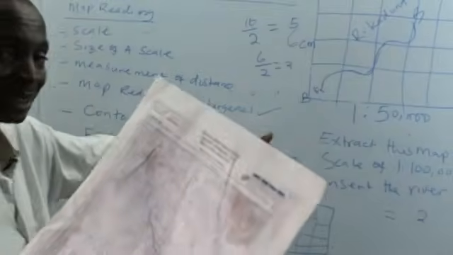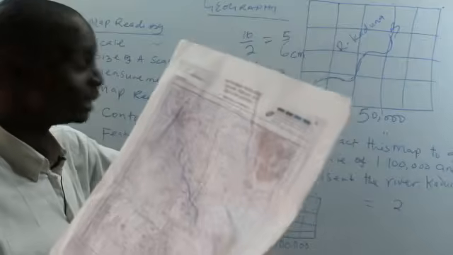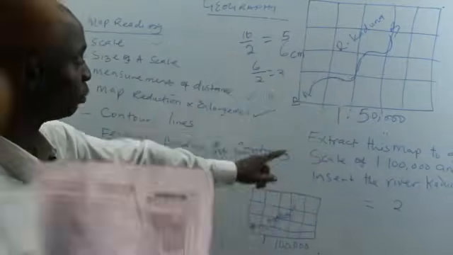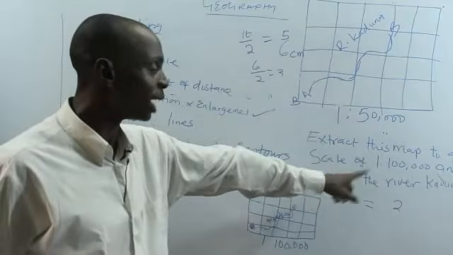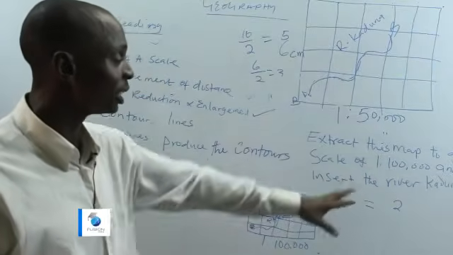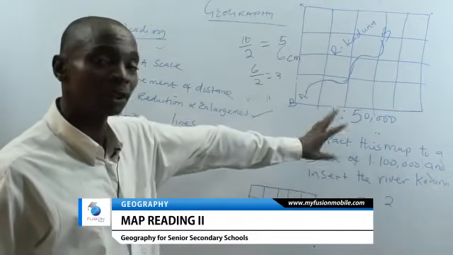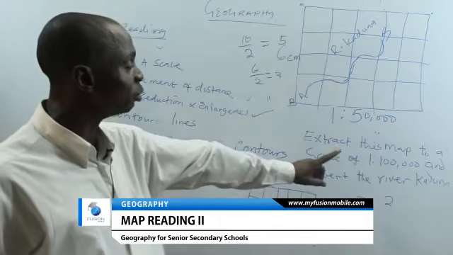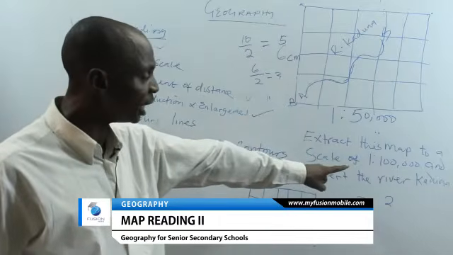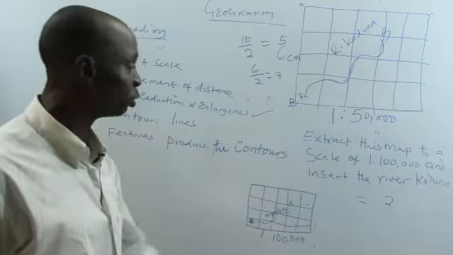So what are the steps? Number 1, you look at the scale given, the new scale given to you, and the new scale is always in the question. If you look at my own here, I said extract this map to a scale of 1:100,000. 1:100,000 becomes my new scale. While 1:50,000 becomes my what? My old scale. The next thing is to divide the new scale by the old scale. If you divide 100,000 by 50,000, it's going to give you 2.